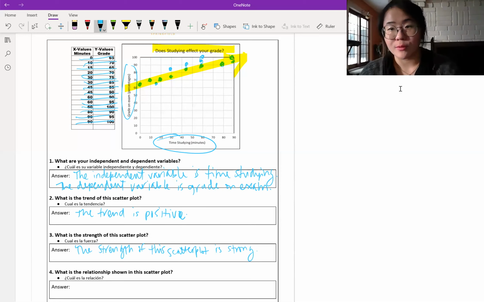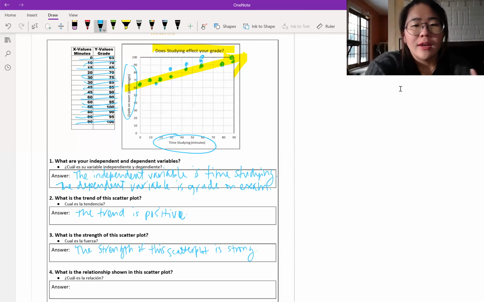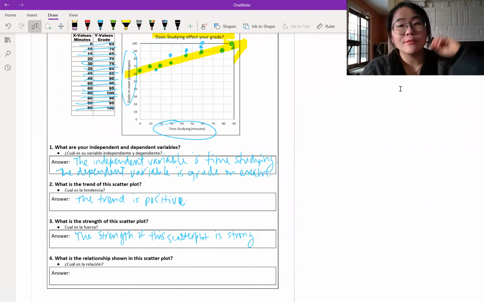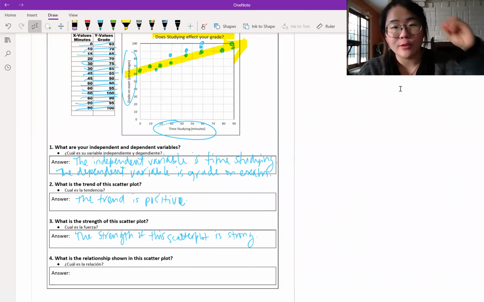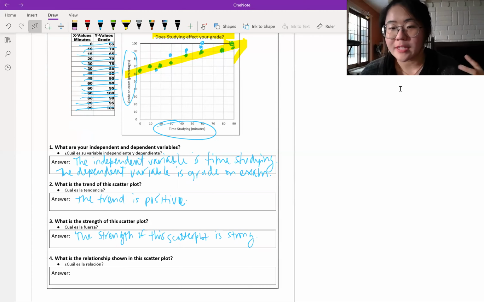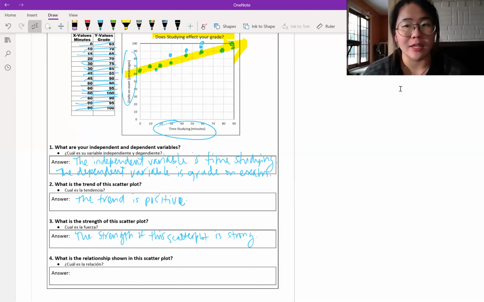And when I say what's the relationship, this is where we can put everything together, right? So basically this graph is telling me that there's a strong positive relationship between time studying and the grade on the exam. So basically it's saying the more you study, the higher grade you'll get on your exam. So if you were someone who wanted to make an argument, this is the kind of data that could support your argument. And that's the cool thing about math and statistics is that it often helps you, it's like evidence that you can use to support claims.